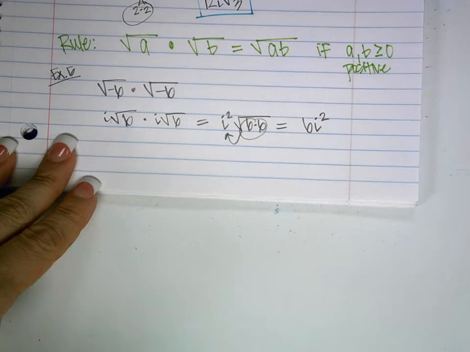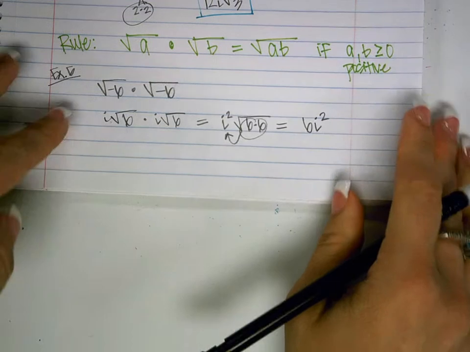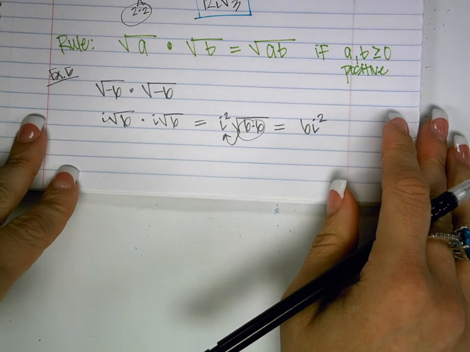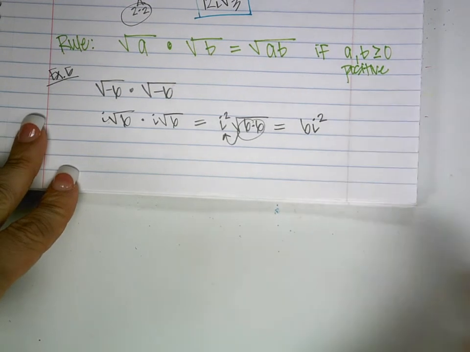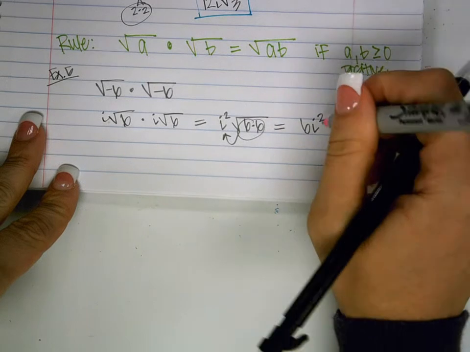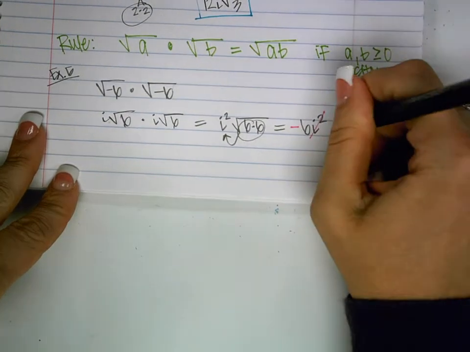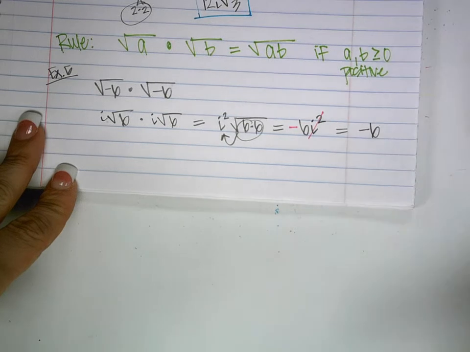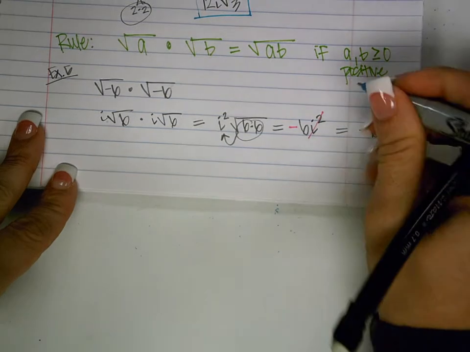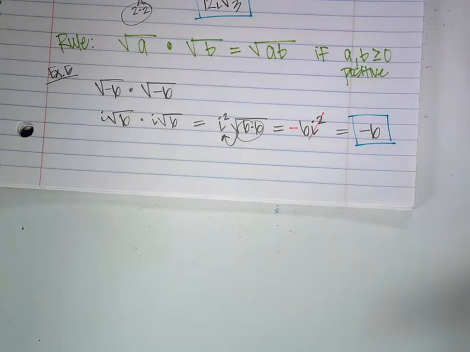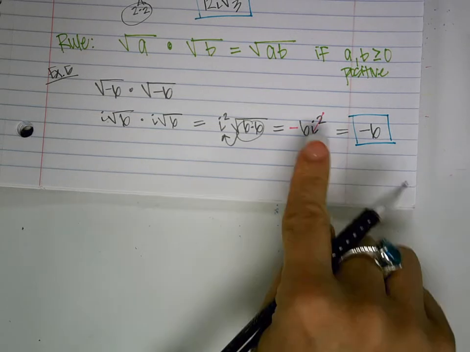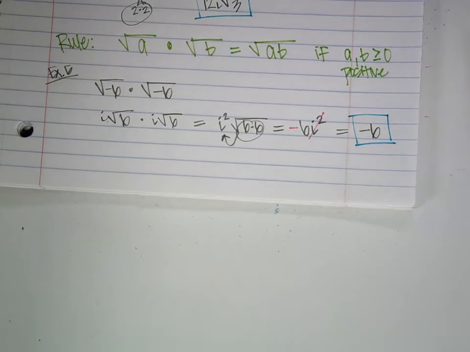And now, remember, if I looked up at the top, I told you that i squared equals what? Negative 1. So anytime you have an i squared, you multiply by negative 1. So basically, this is negative 6 as an answer. i squared is equal to negative 1, so anytime you have an i squared, you multiply by negative 1.